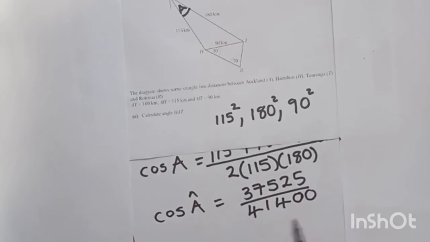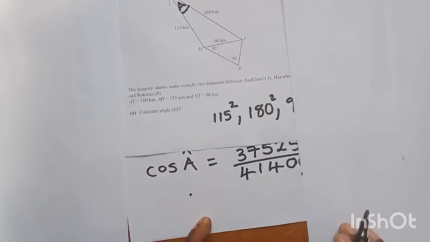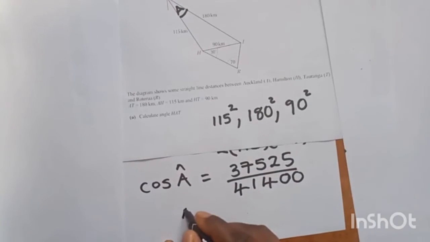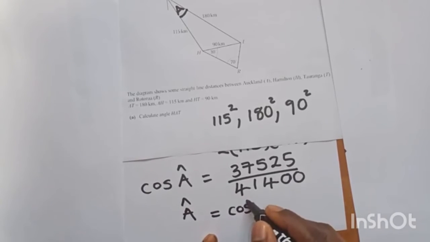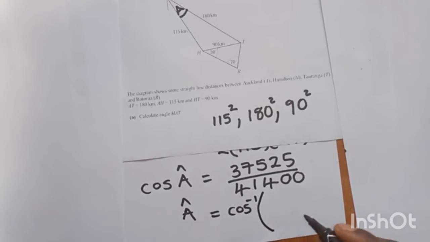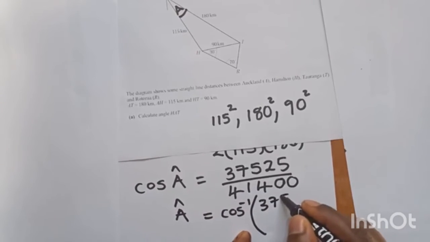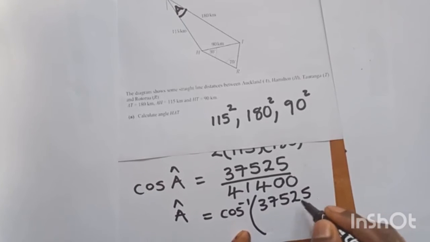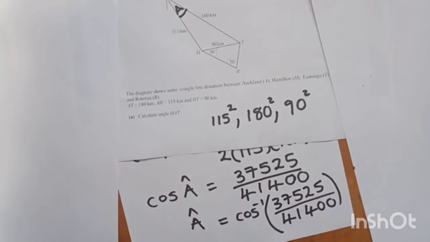So, to make A the subject of the formula, right, you need to get rid of this cos by introducing arc cos on your right side. So it's now arc cos of 37,525 divided by 41,400. Right, then you take your calculator.